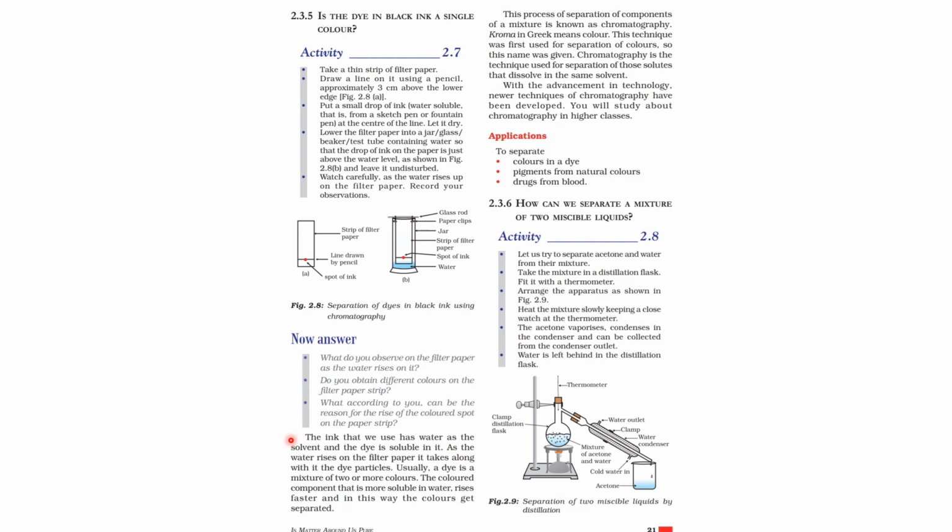The ink that we use has water as a solvent and the dye is soluble in it. As the water rises on the filter paper, it takes along with it the dye particles. Usually, a dye is a mixture of two or more colors. The colored component that is more soluble in water rises faster, and in this way the colors get separated. This process of separation of components of a mixture is known as chromatography. Chroma in Greek means color. This technique was used for separation of colors, so this name was given.